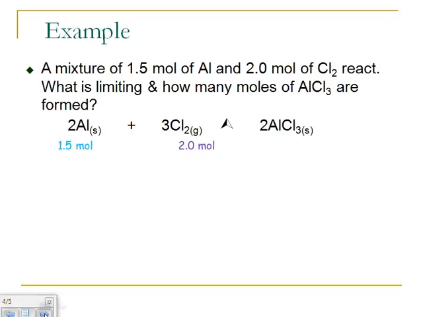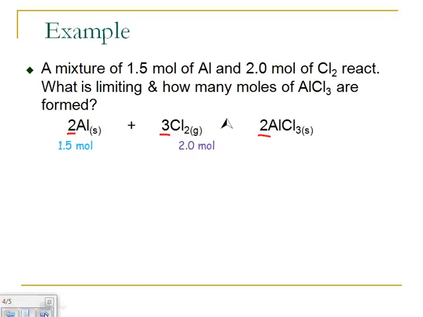Let's do a sample problem here with some actual chemicals. A mixture of 1.5 moles of aluminum and 2 moles of chlorine react. What is the limiting reactant and how many moles of aluminum chloride are formed? So here we have our balanced chemical equation. Remember, it needs to be balanced. That's key to do this. And again, this will tell us that 2 moles of aluminum react with 3 moles of chlorine to produce 2 moles of aluminum chloride.